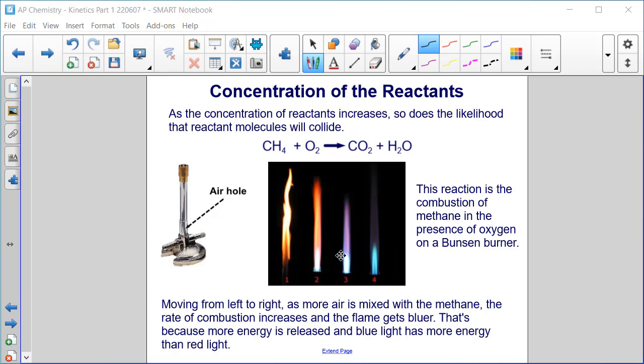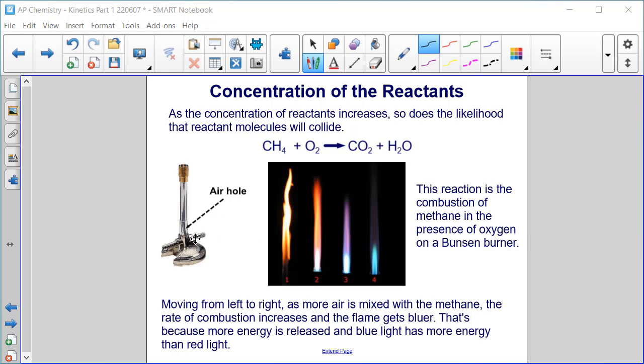So if I move from left to right, this is the same reaction occurring. But what's happening to the color of the flame, you can see it's changing from this yellow to orange to this purple and white to this blue and then this clear white flame. So what's happening as we go from left to right is that more air is being mixed with the methane. What does that do? That provides an increase in one of the reactants, an increase in the oxygen present, right? And so that increases the rate of combustion and the flame gets bluer because more energy is released and blue light has more energy than red light.